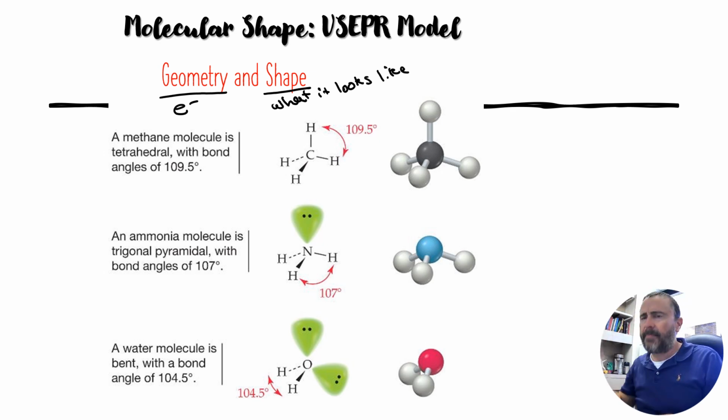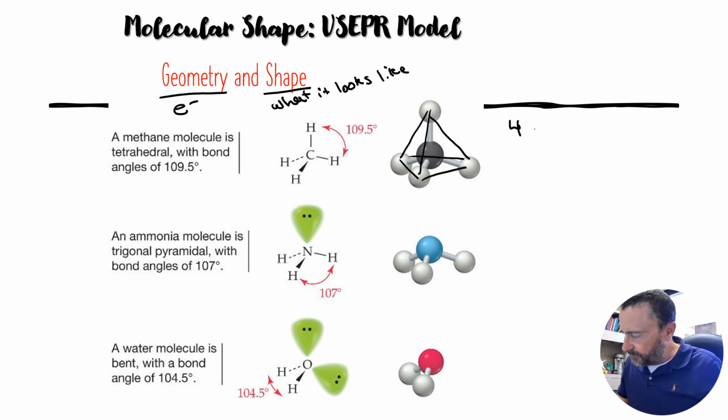Okay, so our top one there is methane. Methane is given what we call a tetrahedral shape because it looks like a little tetrahedron there. So that's a tetrahedral shape. And it has what we call 4 regions of electron density, which we're going to call RADs. And notice that all of them are bonds.